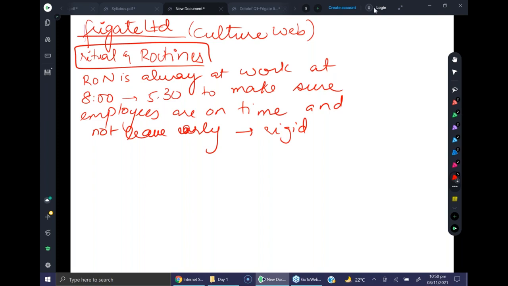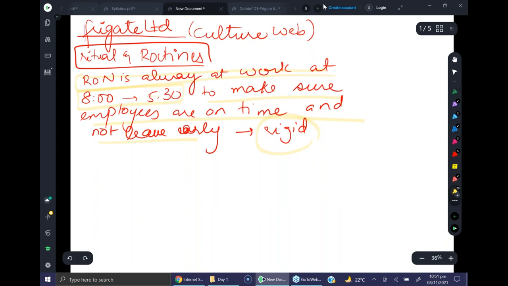If you're writing your point like that, now listen carefully, you are naturally demonstrating analysis. First you identified a point that Ron is always at work at 8 and 5:30. Then you give the reason: to make sure employees are on time. Then you talk about what the culture looks like because of this point. That's enough analysis done already. In most questions, the professional skill comes in naturally if you explain your point well, use evidence from the case, and write a proper reason to justify your point. If you do that, the professional skill marks automatically come in.